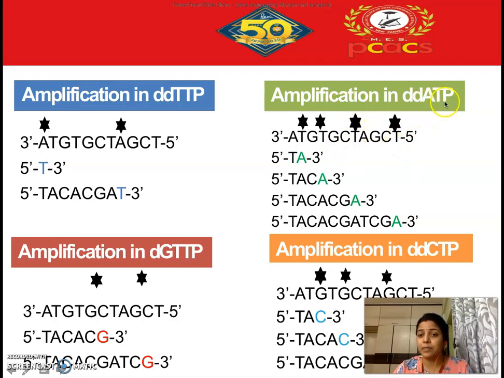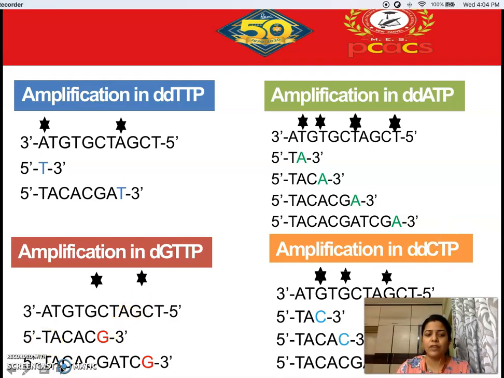Same thing over here. It is ddATP that has been added. When would an A be added? Whenever there is a T in the template. So T is here, here, here and here. Wherever a T is there, an A gets added. So there are 4 possibilities. You can say actually 5 possibilities: 4 possibilities if ddATPs are added, and the 5th possibility is that none of the ddATPs are added and the entire DNA gets amplified. That is also possible. Similarly for ddGTP and ddCTP.